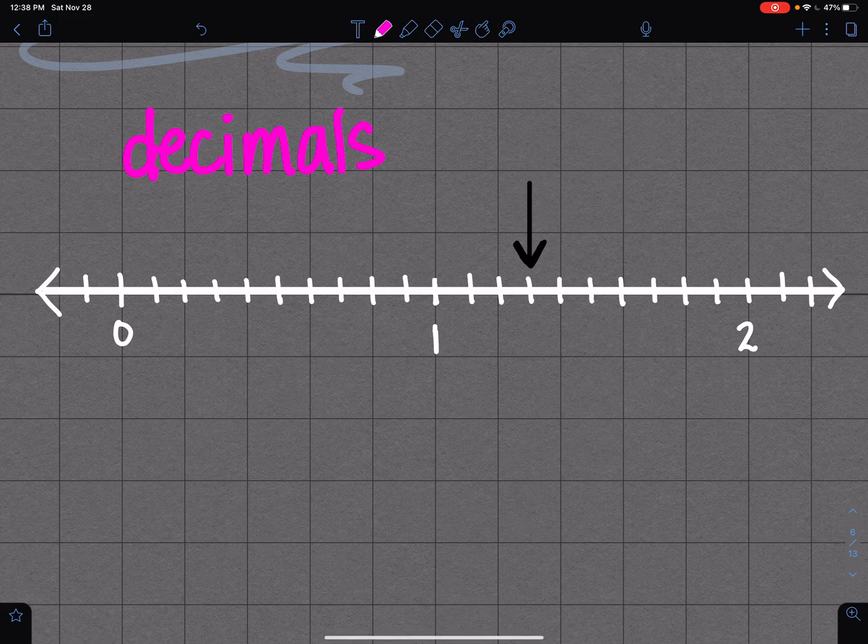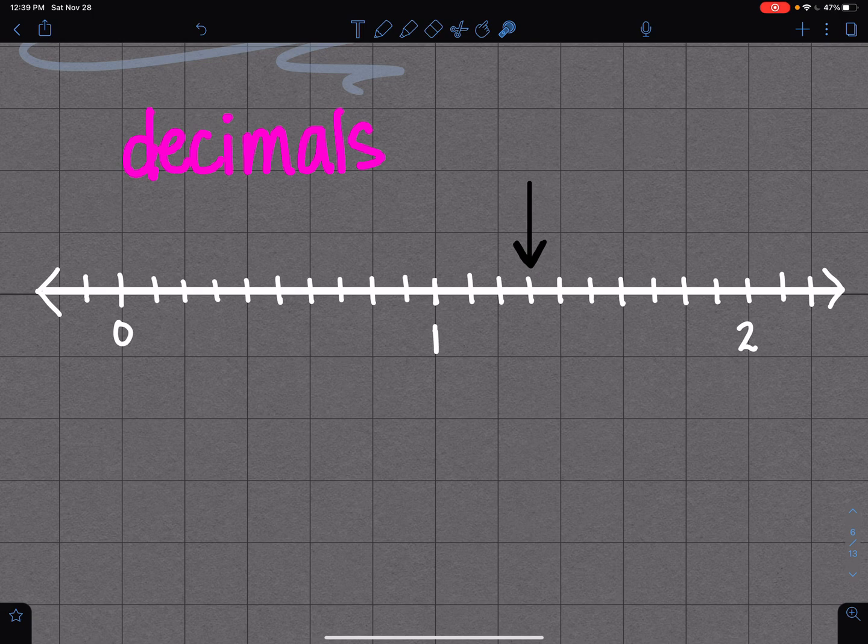So the trick to doing decimals on a number line is you figure out how many segments are in between 2 whole numbers, like the 1 and the 2. How many segments are in between? So let's count them. You've got 1, 2, 3, 4, 5, 6, 7, 8, 9, 10. So there's 10 segments in between 1 and 2. Also 10 if you counted them in between 0 and 1 and all of that.